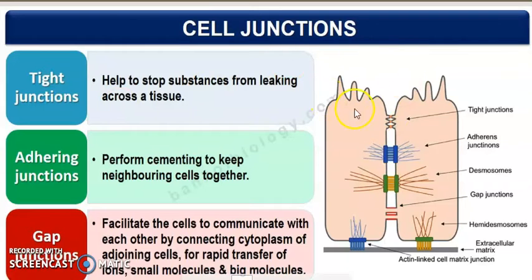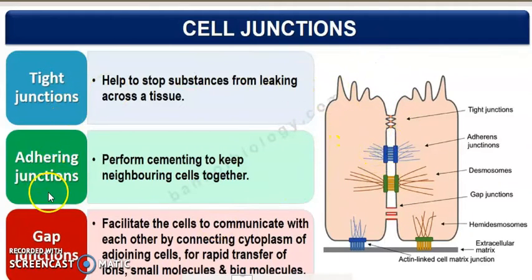So you can see here, these are the tight junctions. These junctions will not allow the substances from leaking across a tissue, right? They will never allow substances from leaking across a tissue, right?